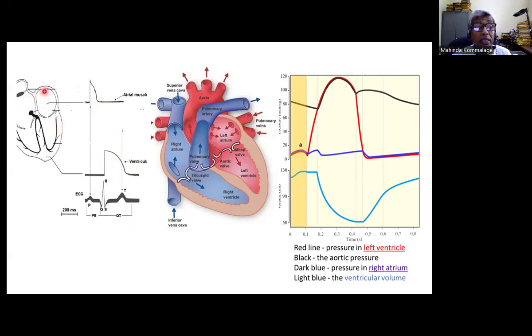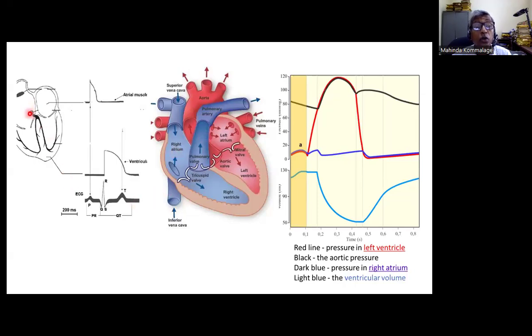So when the electrical activity is spread from the SA node to the atria, both right and left atria will contract, right? Actually, because the SA node is located on the right side, first the electrical activity spreads in the right and then the left, of course with a very short time gap. So right and left atrial contraction will occur as a result of electrical activity when it spreads through the atria.